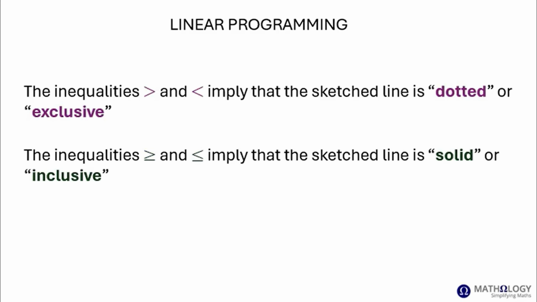The inequalities greater than and less than imply that the sketched line is dotted or exclusive, and the inequalities greater than or equal to and less than or equal to imply that the sketched line is solid or inclusive. This will all make a lot of sense as we work through some examples.